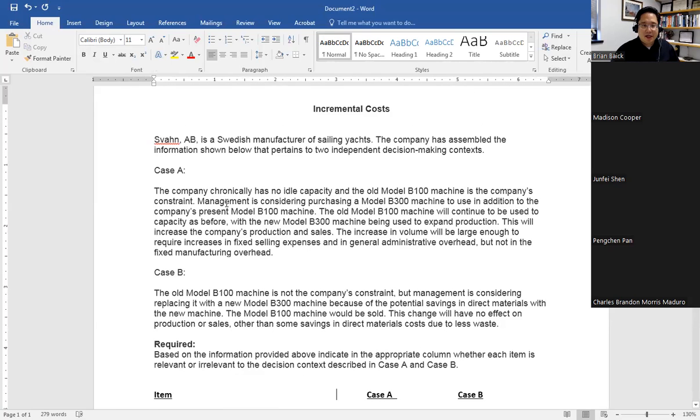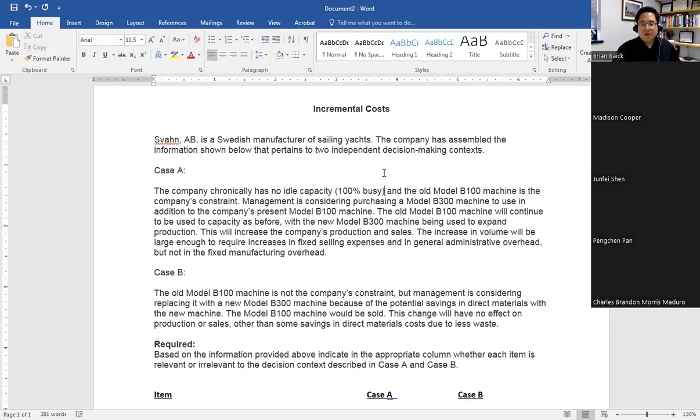Okay, so let's take a look at case A. We have a company that manufactures sailing yachts. The company has assembled the information shown below that pertains to two independent decision-making contexts. Under case A, it says the company chronically has no idle capacity. No idle capacity means that they are 100% busy. So no idle capacity means that I cannot sell any units to you unless I take away units from somebody else.